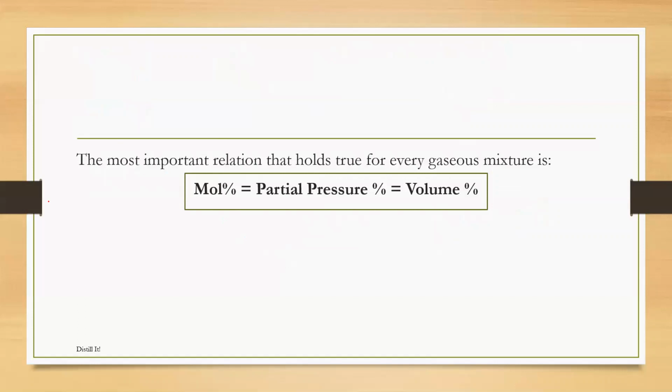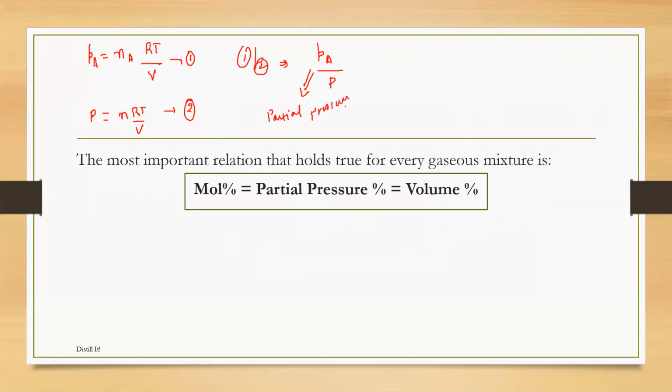Then we come to this very important relation. Mole percent is equal to partial pressure percent is equal to volume percent. This is actually quite logical. Let me explain. We already know that partial pressure is nothing but number of moles of component into RT by total volume. And total pressure is equal to total moles into RT by total volume. If we divide 1 by 2, then we get PA by P, which is nothing but the partial pressure fraction. This is equal to Na by N. This is the mole fraction.